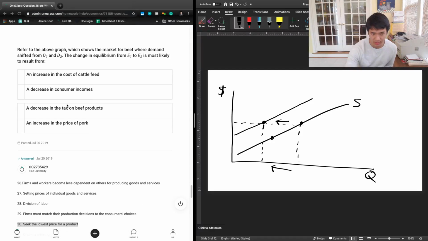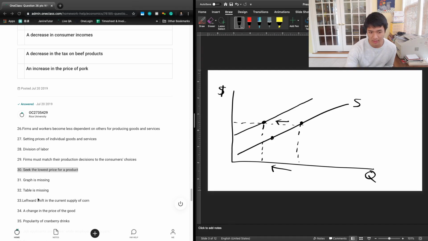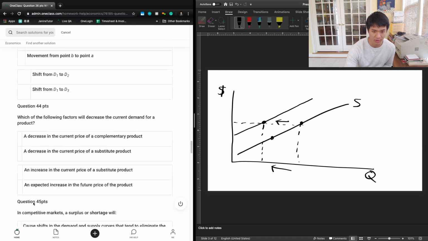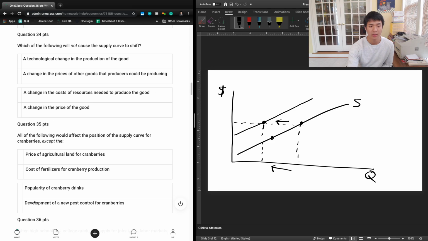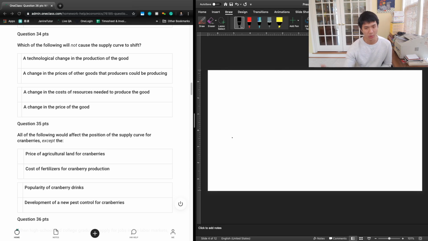Let's take a look at the previous tutor's answer, and they said 33, a leftward shift in the current supply of corn as well. So that's great. We're all on the right page. All right, let's move on to question number 34.